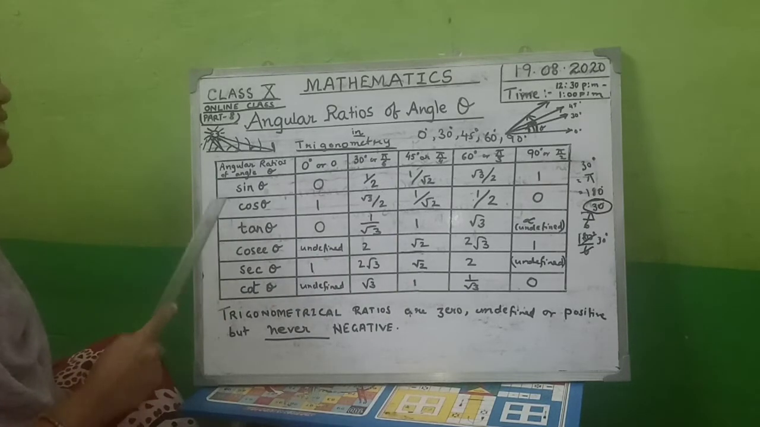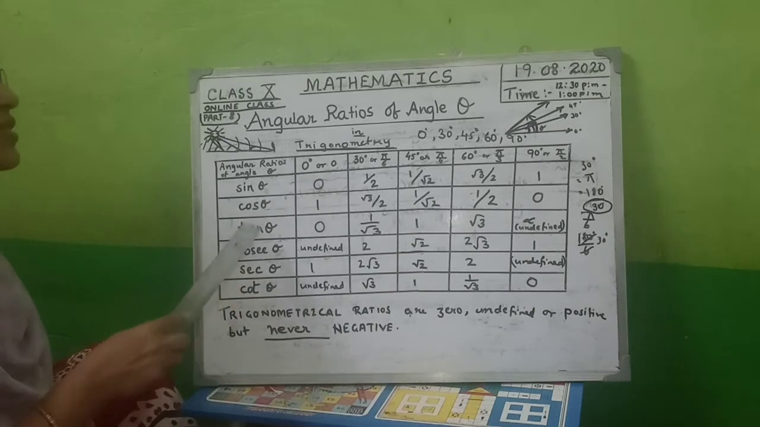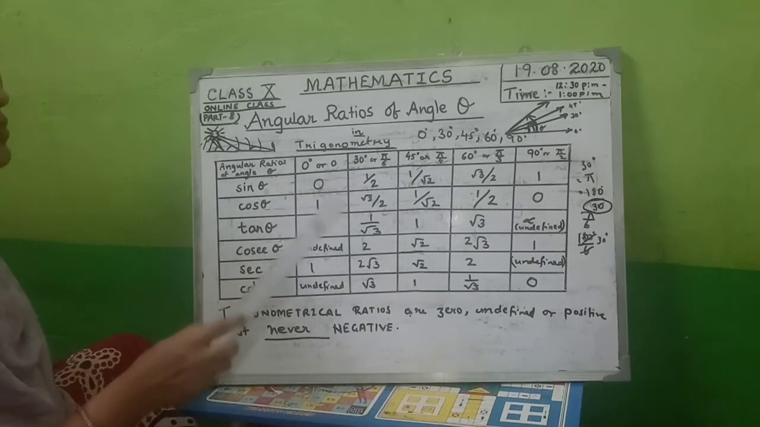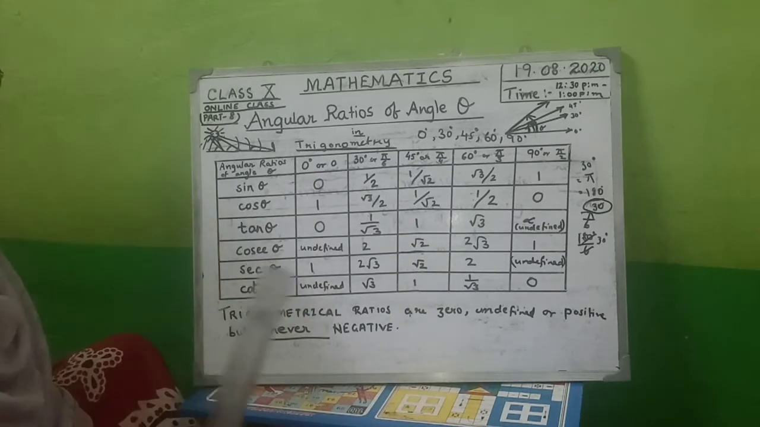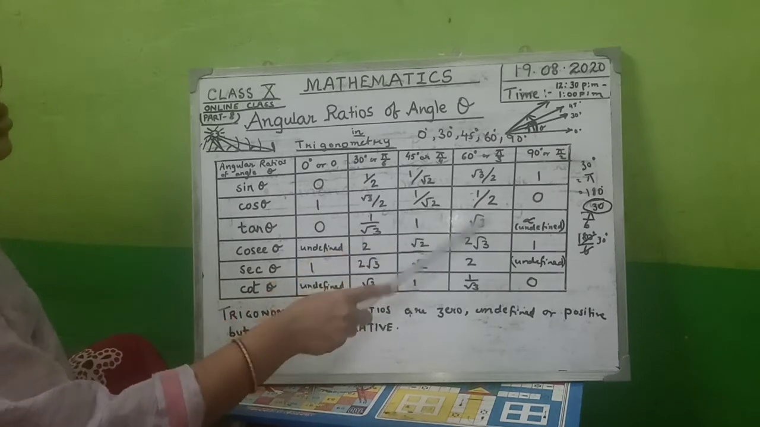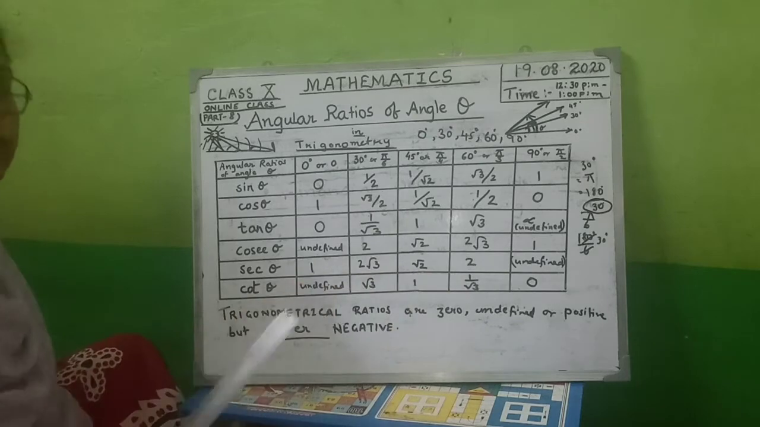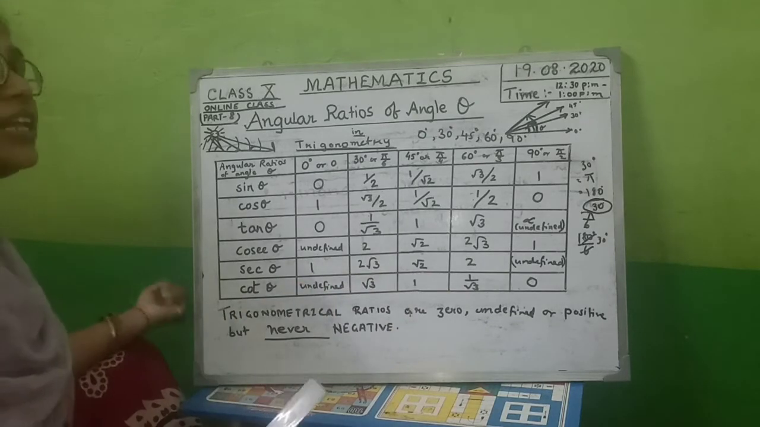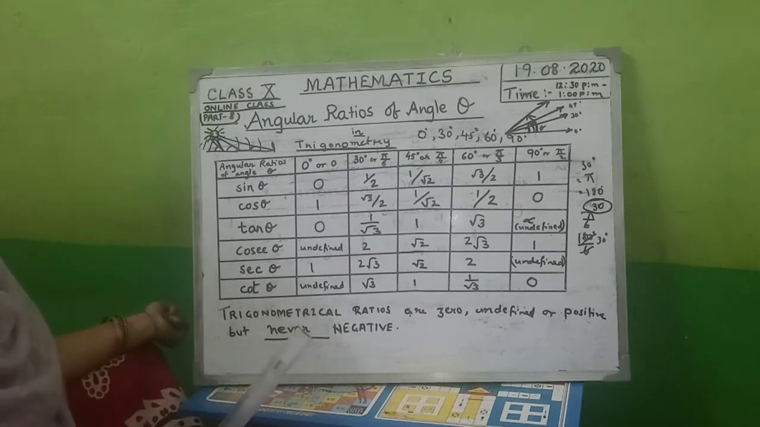Now what is tan theta? You have to just remember the two values. Tan 0 degree is 0. Tan 30 degree is 1 by root 3. Tan 45 is always 1. And tan 60 degree is root 3. And tan 90 is infinity. This is the sign of infinity. In earlier days we used to call it infinity, but nowadays we call it undefined.